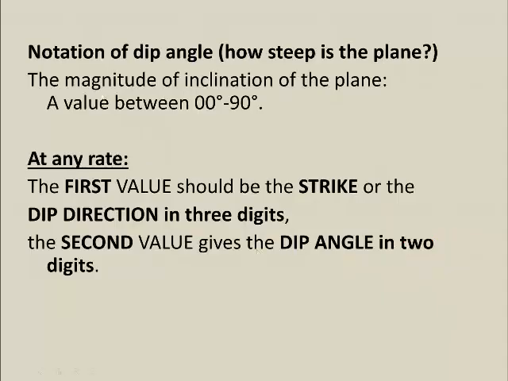Both have in common that their dip angle, that means how steep is the plane, is always recorded as a value between 0, horizontal planes, and 90 degrees, vertical planes. And our notation is always the first value. That should be either the right-hand rule strike or the dip direction, using 3 digits, because we can run up to 360, which is a 3-digit number, and a second value after a slash, which gives the dip angle in 2 digits, because the maximum value here is 90 degrees, a 2-digit number.